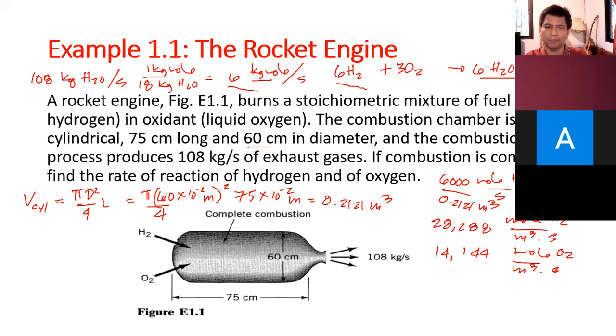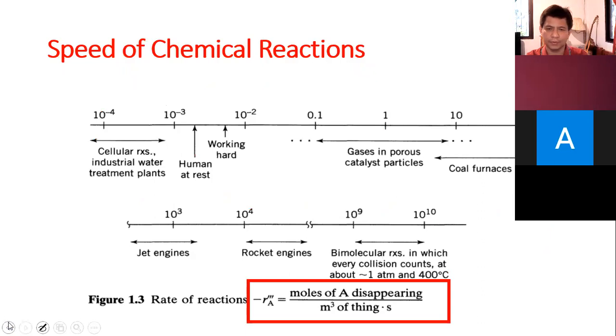Because this is kilogram mole, so this is per mole, so times 1,000. That's where it comes from. So that's why the level in a rocket engine is around 1,000 moles, here it's 10 to the 4, 10,000. That's how fast the reaction is in rocket engines, at this level.